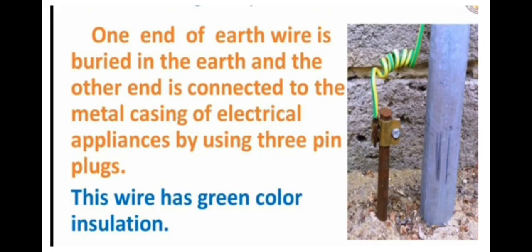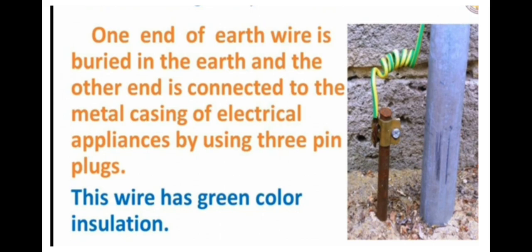What is the thing, why is it used? It is a domestic circuit. A third wire called the earth wire has green insulation. One end of the earth wire is buried in the earth and the other end is connected to the metal casing of electrical appliances by using 3-pin plugs. This wire has green color insulation.